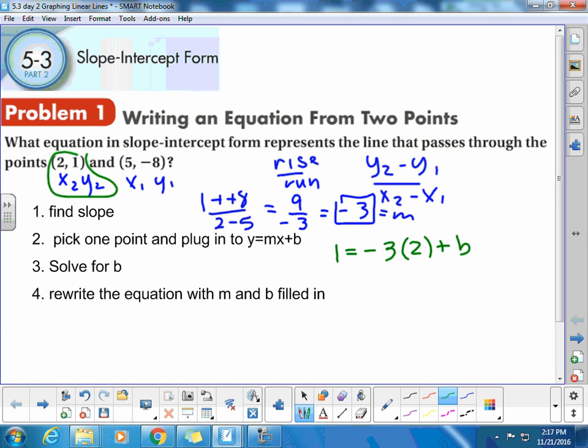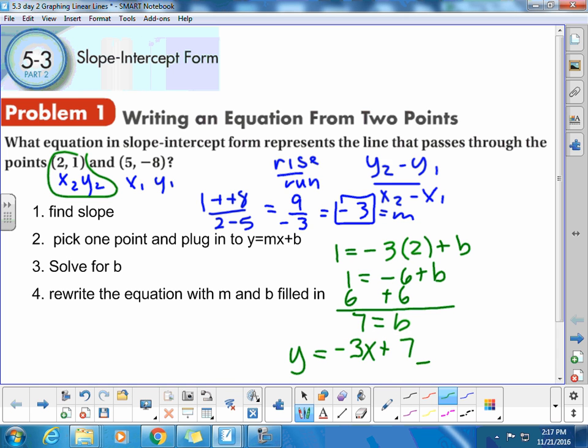So y equals mx plus b. 1 equals negative 3 times 2, negative 6, plus b. How do I get b by itself? I add 6. And I get b is 7. So now that I know b is 7, I'm going to rewrite the equation with my m and my b filled in. So y equals mx plus b. There is my equation for this line from 2 points.